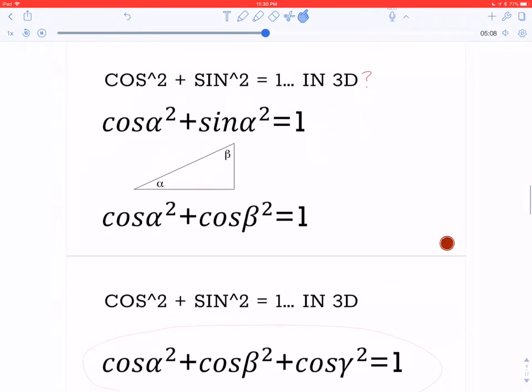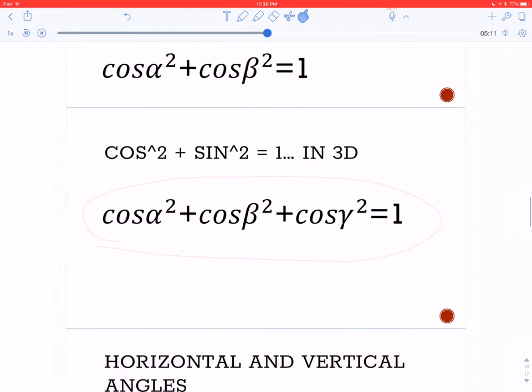So in 3D, if you take the direction cosines, cos alpha squared plus cos beta squared plus cos gamma squared, that will all equal 1. So this is the equivalent of cos squared plus sine squared equals 1 in 2D. In 3D, you just take the direction cosines, and those squared all add up to 1.